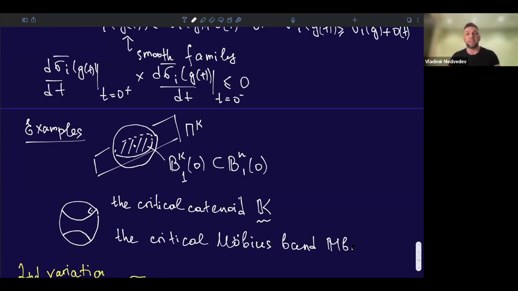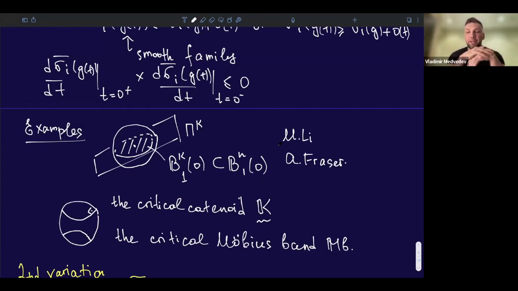Well, and of course, there are many examples. You can find more information about them in the very nice survey by Martin Li, and a very nice book by Lana Fraser about free boundary minimal submanifolds.